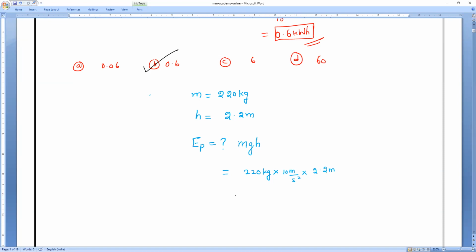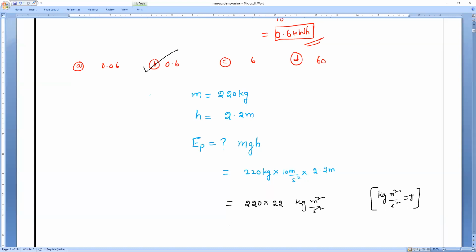See, I am also writing the units. You all should know units very well. That's the reason. So 220 into 10 into 2.2, I will write it as 22. So 220 into 22 kilogram meter into meter, meter square per second square. So kilogram meter square per second square is equal to what? Joules.